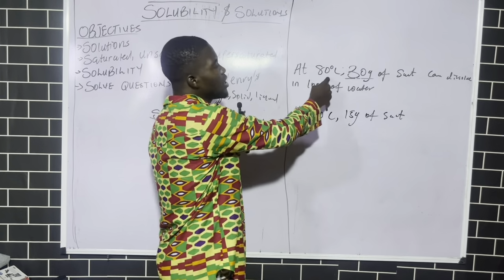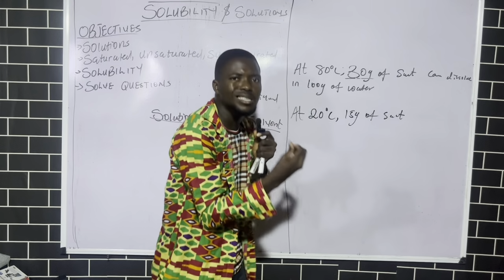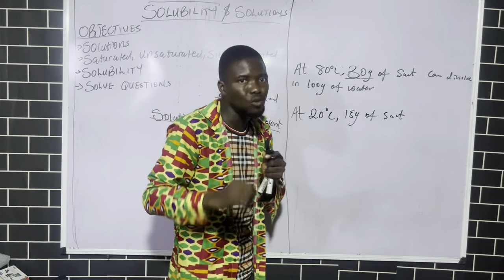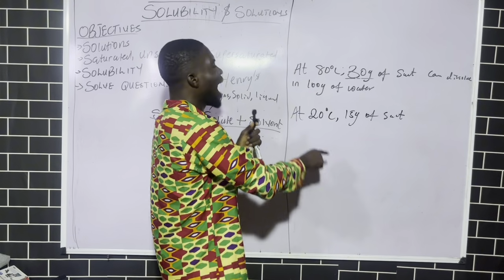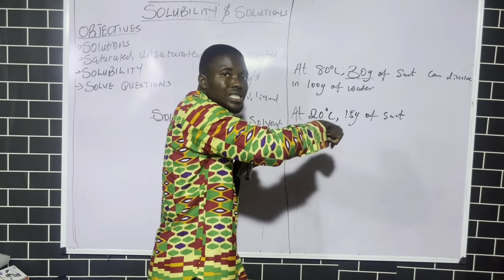So if I begin to cool this particular solution at 80 degrees, where it has received its maximum 30 grams, gently and without shaking it, you will notice that at 20 degrees Celsius, the amount of salt we are going to have in that 100 grams of water will still remain 30.